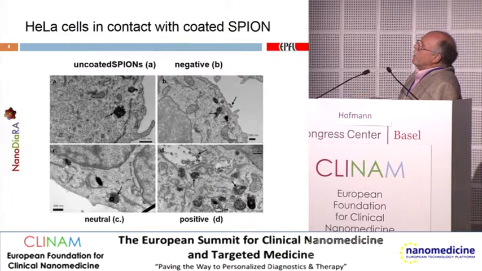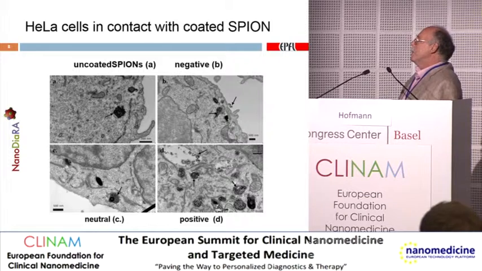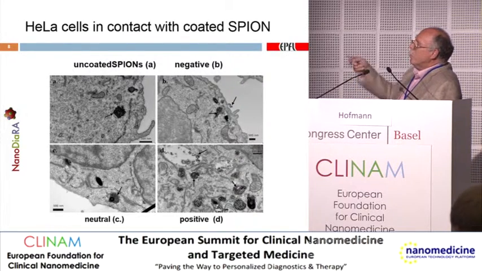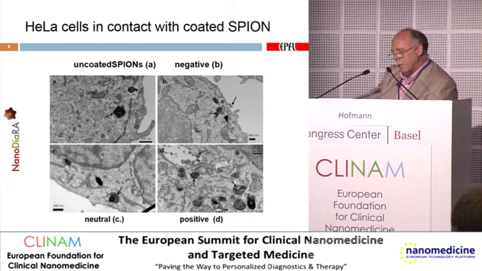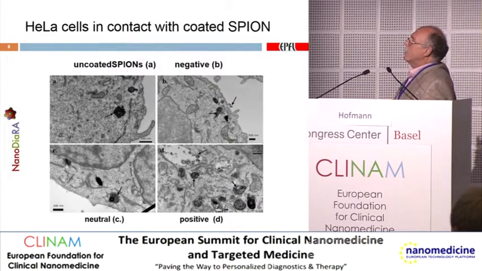You see it also in the uptake mechanism. You see here the negatively charged, not a lot. The positive have a lot of particles inside. For example, if you use macrophages or monocytes, you can load these monocytes very rapidly with the particle, and you can transport it to the site of inflammation. So we use this method, for example, for imaging by MRI the site of inflammation in joints.